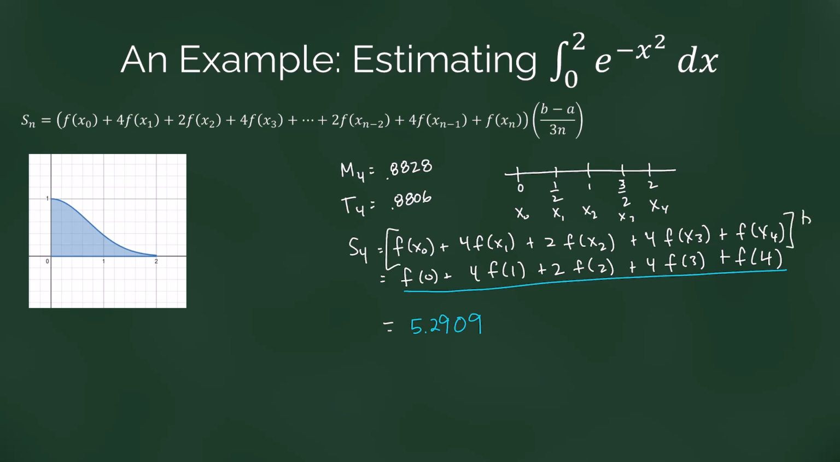This is b minus a over 3n. Well, n is 4, so that's going to be times 2 over 12. And when we do that, you can write that as 1/6 if you really like your fractions to be simplified. We're going to get 0.8818. So notice our Simpson's rule estimation falls somewhere between our trapezoid rule and our midpoint rule estimation.